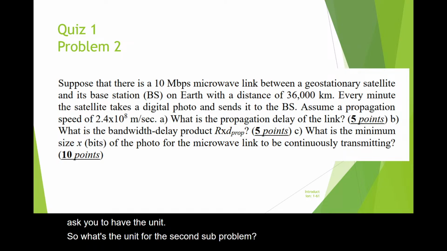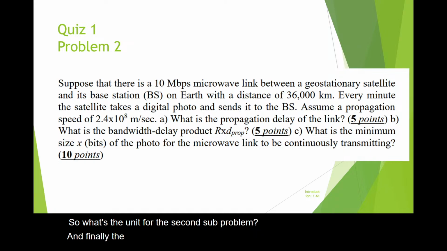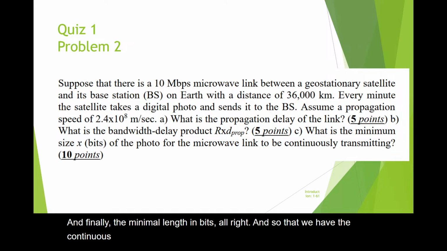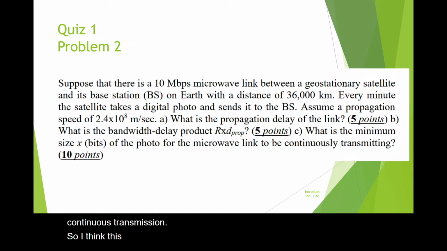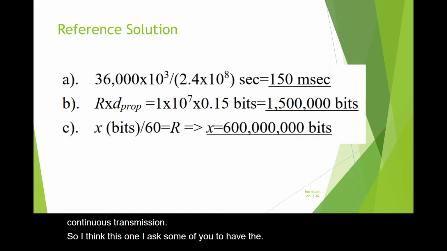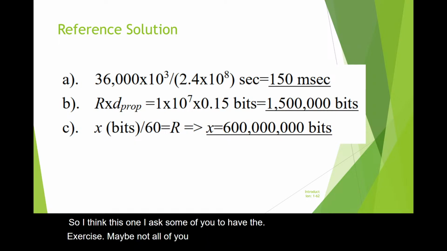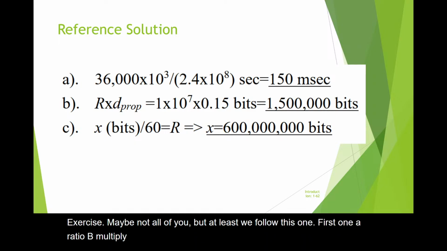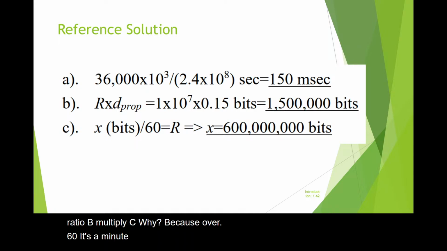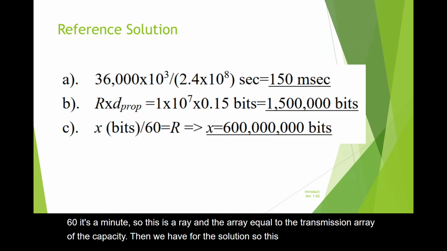And finally, the minimal length in bits. All right, and so that we have the continuous transmission. So I think this one, I ask some of you to have the exercise. Maybe not all of you, but at least we follow this one. First one, A, ratio B multiply C. Why? Because over 60, it's a minute. So this is a rate, and the rate equal to the transmission rate or the capacity. Then we have the solution. So this is the second one.